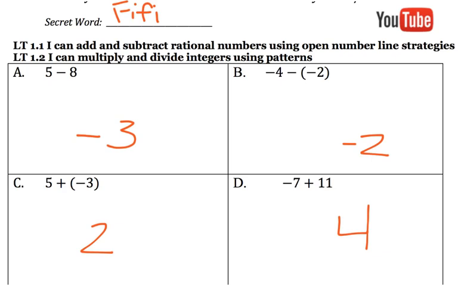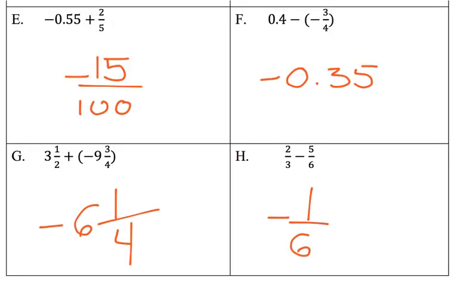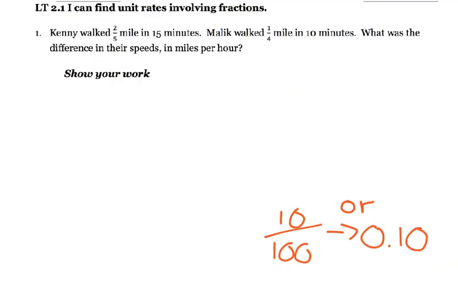Here are your answers. A is -3, B is -2, C is 2, D is 4, E is -15 over 100, F is -0.35, G is -6 1/4, and H is -1/6. Then on the back, number 1 is 10 over 100 or 0.10 hundredths.